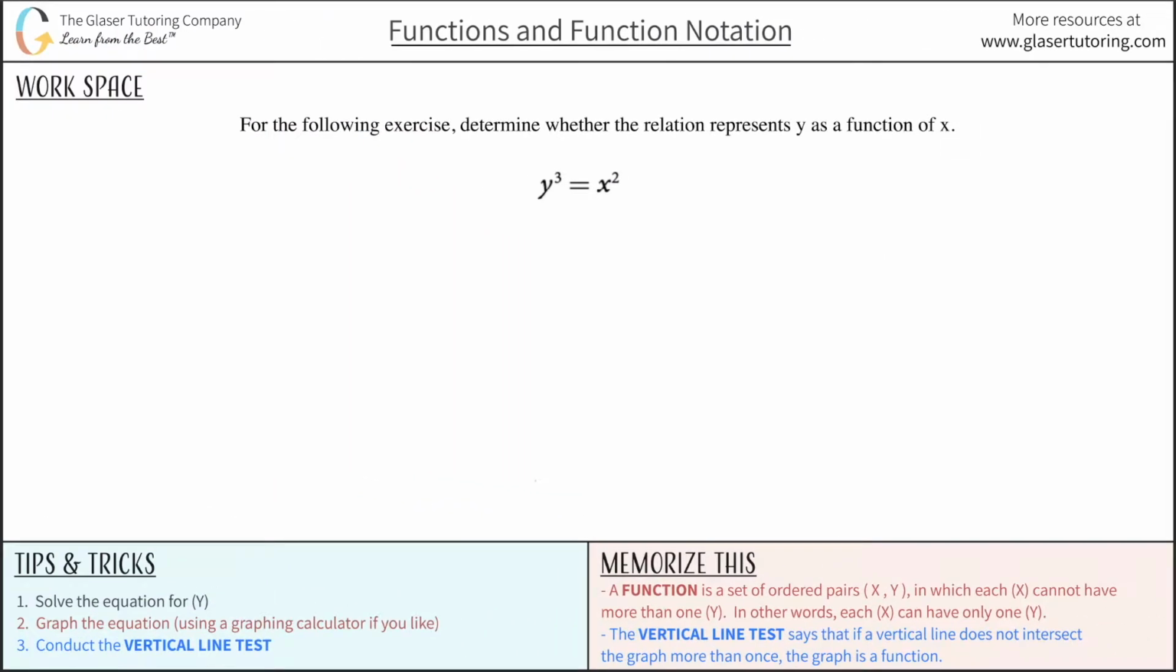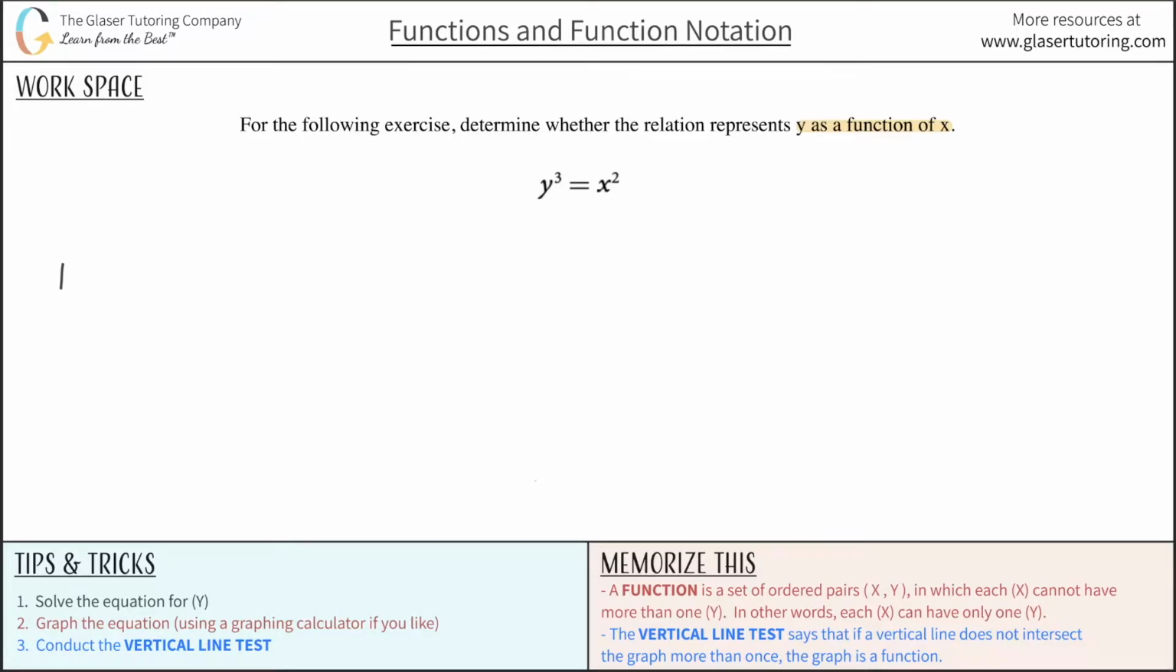For the following exercise, determine whether the relation represents y as a function of x. All right, so in order to do that, in order to represent y as a function of x, or test whether it is, the first thing is we have to take this equation and solve it for y. That is the first step of the 3 steps that I have listed down here on the bottom left.